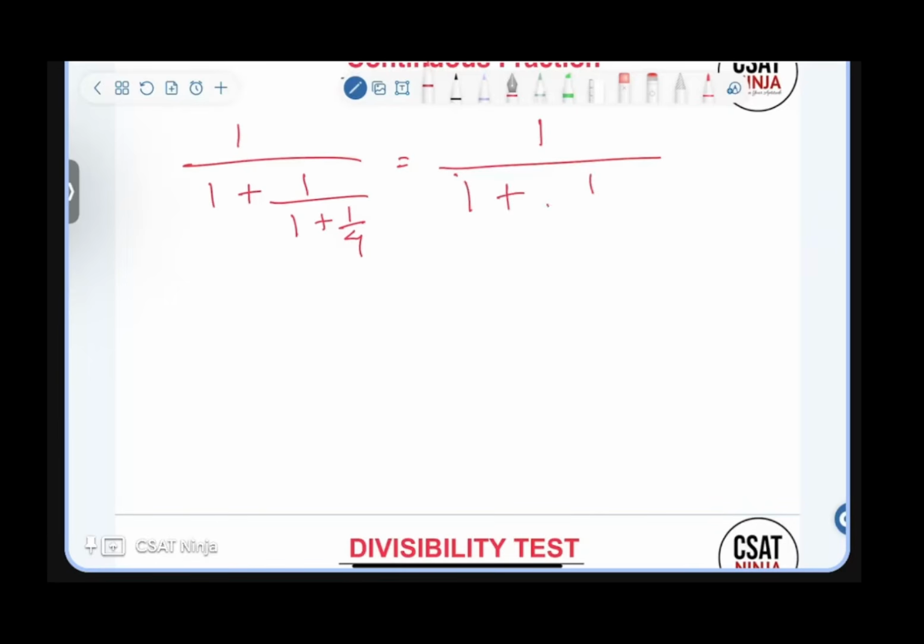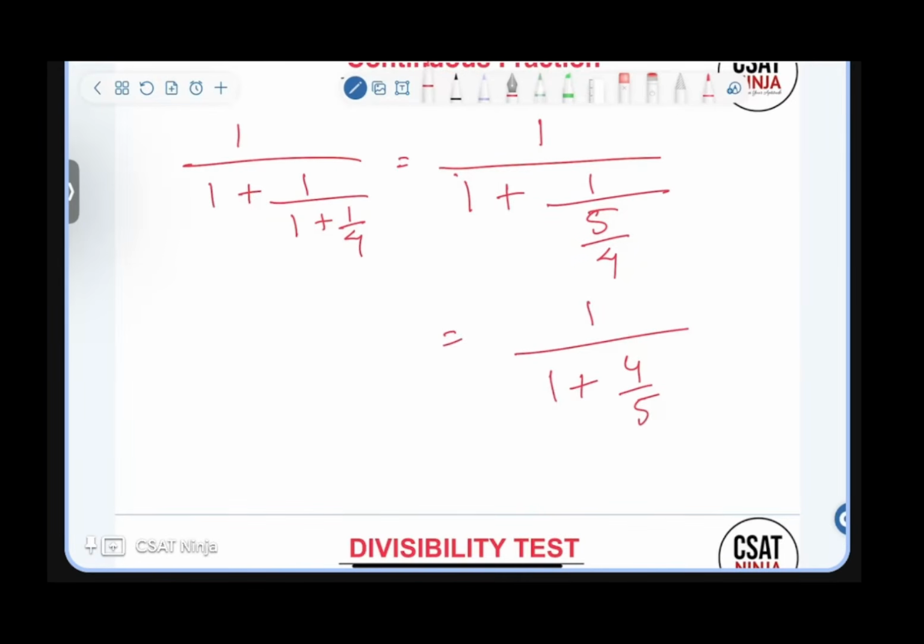1 divided by 1. I told you earlier, you treat this kind of fraction as a mixed fraction. So if I treat this one as a mixed fraction, 4 ones are 4 plus 1 will be 5 divided by 4. And we see that this number is in the denominator and is in terms of a fraction. So what should we do? We write the reciprocal of that. 1 plus 4 by 5.